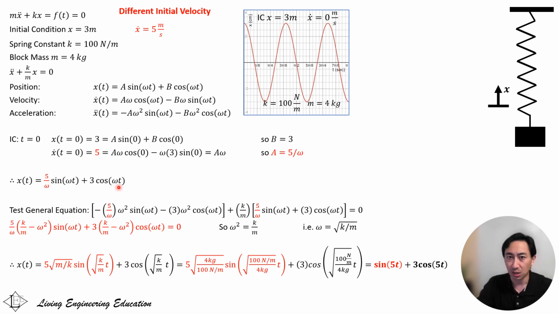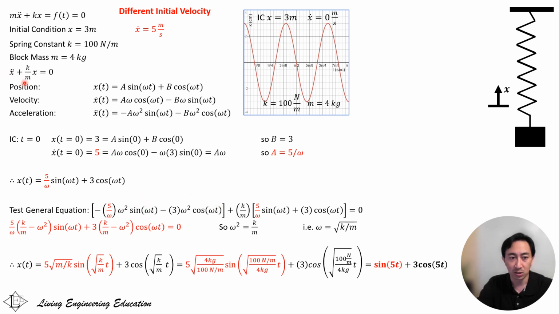So to do that, we do the same step we did earlier. We plug in our acceleration and position terms into my general equation, x double dot plus k over m x equal to 0. So the first square bracket is this acceleration term, x double dot. That's negative a omega squared sine omega t minus b omega squared cosine omega t. A is 5 over omega, right there. B is 3. And so this sine omega t term is new. A was equal to 0 in this baseline case.